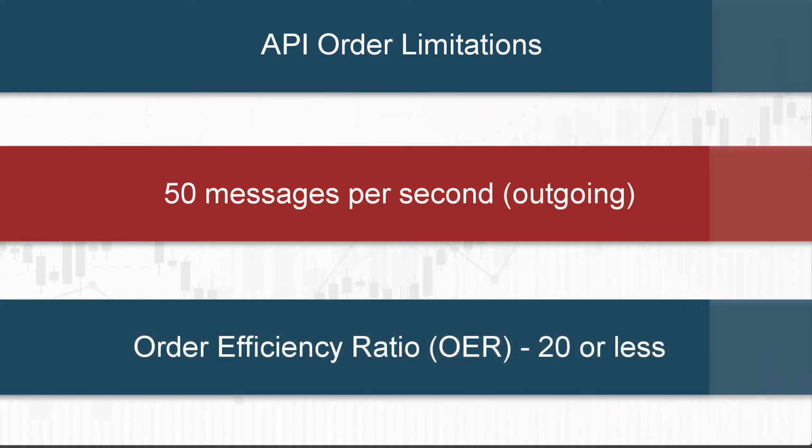Additionally, it is important to bear in mind the order efficiency ratio, which tracks the ratio of messages sent, or submissions, modifications, and cancellations, to the number of orders which actually execute. In general, this ratio is expected to be around 20 or less and is automatically tracked by the Interactive Brokers servers.